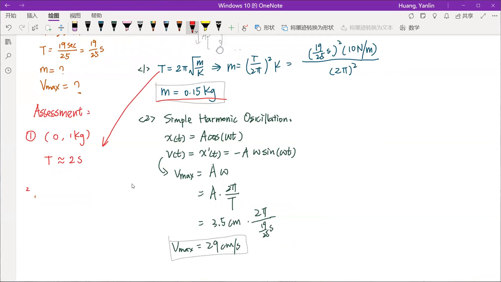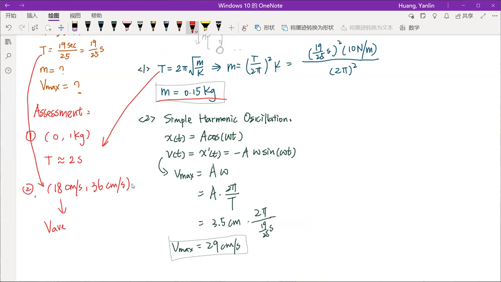And for the second assessment, for the velocity, I think it's reasonable to be between 18 centimeter per second and double of 18, which is 36 centimeter per second. How I get this is that 18 is actually the average speed.